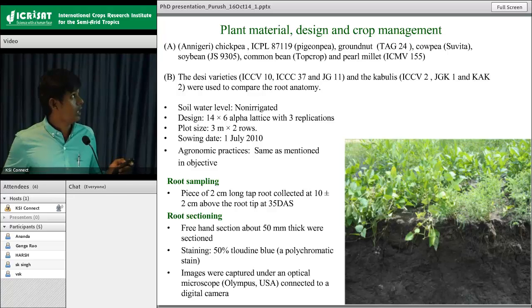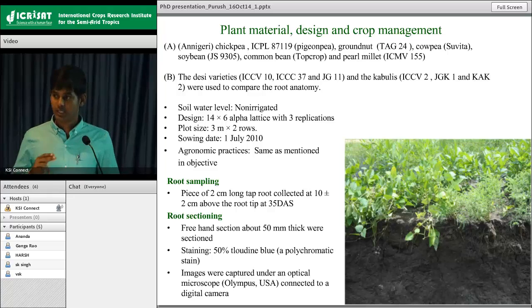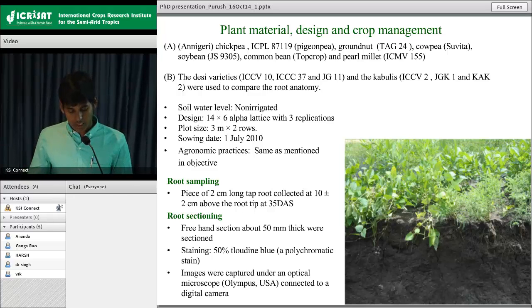The trial was conducted in an alpha lattice design, and the water level was maintained as a non-irrigated condition. The root was sampled as a 2 cm piece, taken from 10 cm above the root tip, and was freehand sectioned and stained with toluidine blue, and images were captured under an Olympus microscope connected with a digital camera.